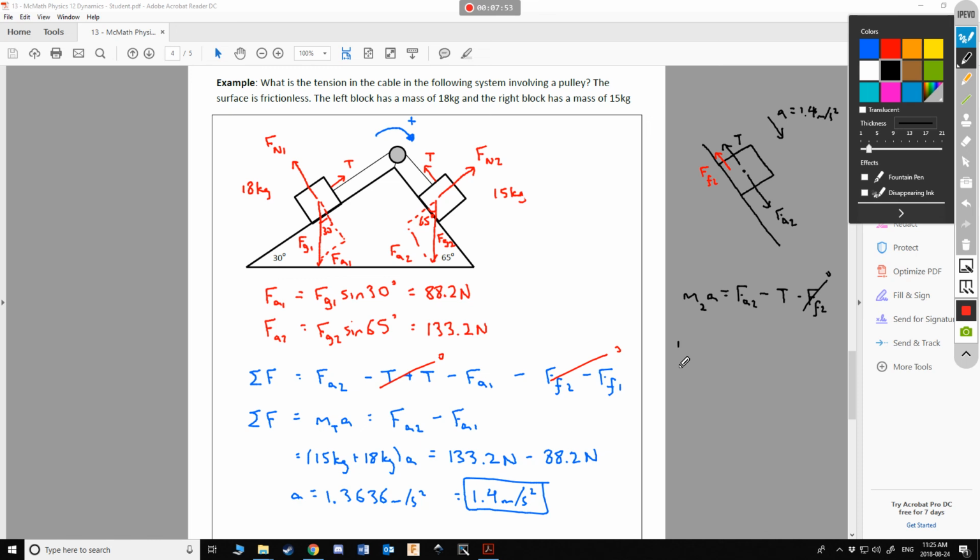So our mass is 15 kilograms. We found our acceleration is 1.4 meters per second squared. FA2 was 133.2 newtons. And tension is what we are trying to solve for. So 15 multiplied by 1.4 minus 133.2. And we get tension comes out to be around 110 newtons. That is our final answer.